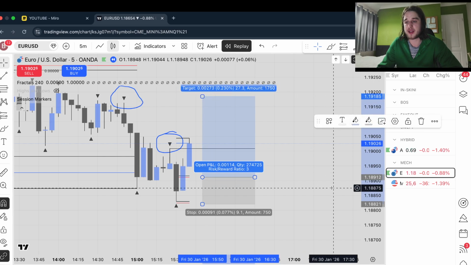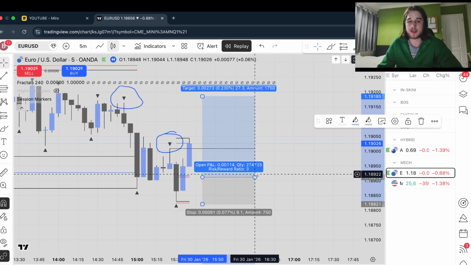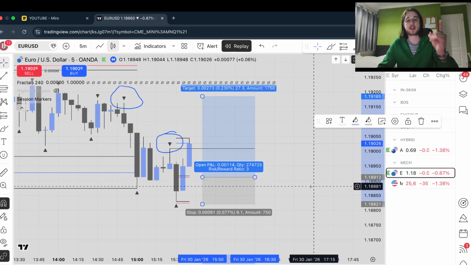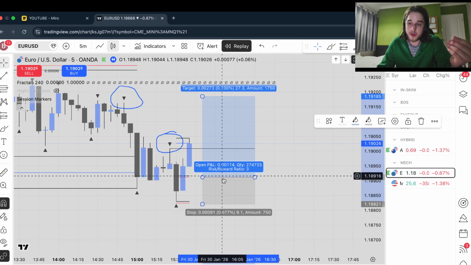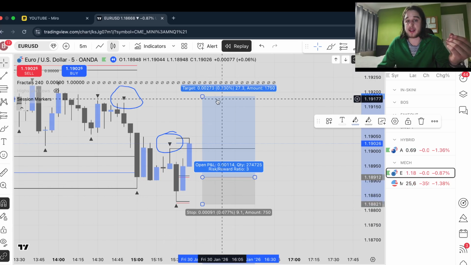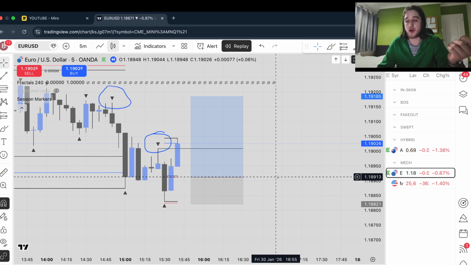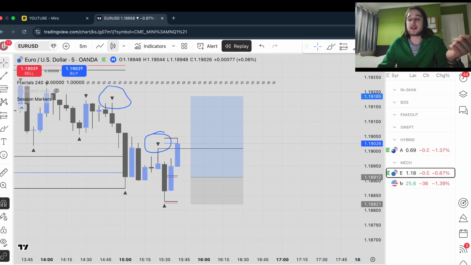What does 1 to 3 mean? It is the risk to reward ratio. So we are risking 1R and we're going to be making 3R. For example, we're on a 10k account. We've just risked 100 and our profit target is 300. And now all we're going to do is wait until our order gets filled.